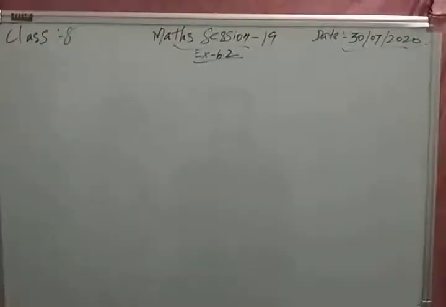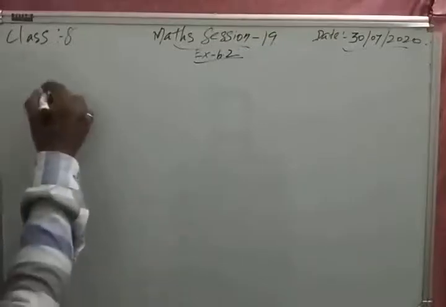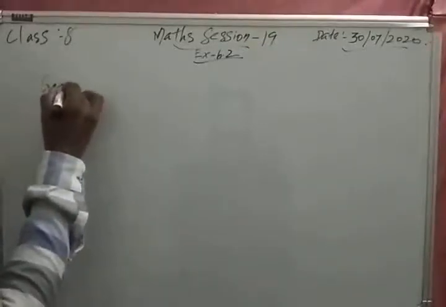Now we are going to see the second question. Second question. What is given? Write a Pythagorean triplet whose one member is the given value. First we must know what a Pythagorean triplet is. General form of Pythagorean triplet.